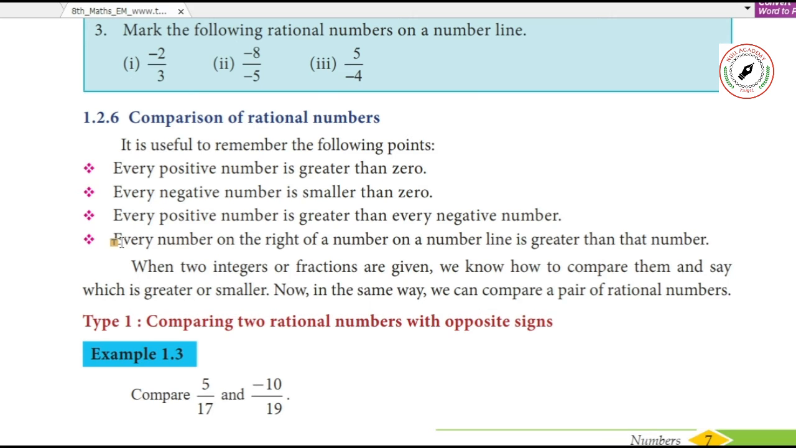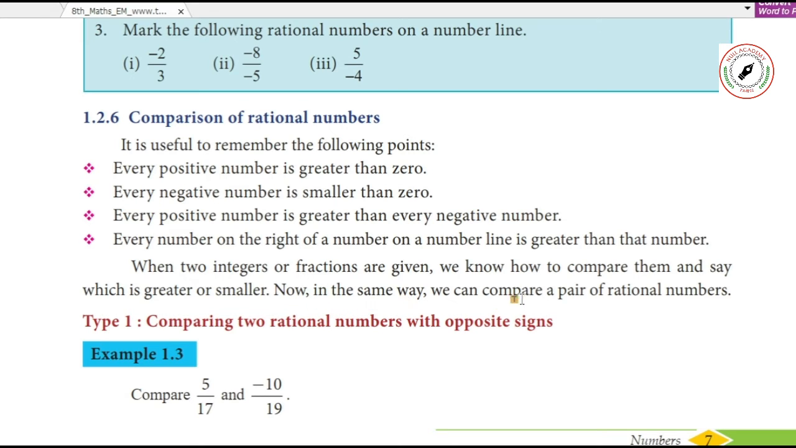Then the fourth point, every number on the right of a number on the number line is greater than the number on the left. Correct? Yes. You take a number line, on the right side it is always bigger, and on the left, it is always smaller. That's all. That is the point. When two integers or fractions are given, we know how to compare them and say which is greater or smaller.